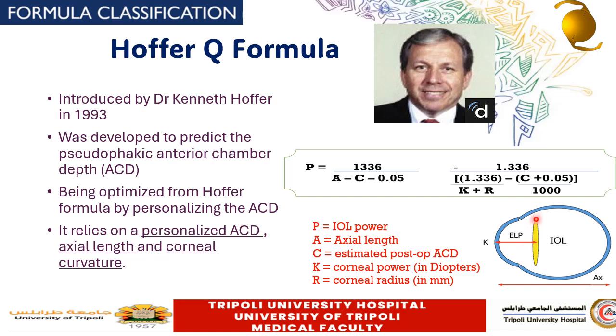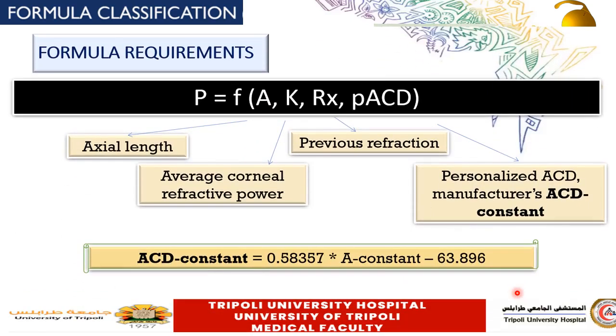This prediction is initially given by the manufacturer based on the axial length, based on this equation. And this is the value given by the manufacturer. The surgeon needs to optimize and personalize this AC depth based on the measurements done after doing the operations for many patients. At least 20 to 30 cases, you need to measure the predicted and observed post-operative AC depth, and accordingly you modify the personalized AC depth to reach better and optimum results.